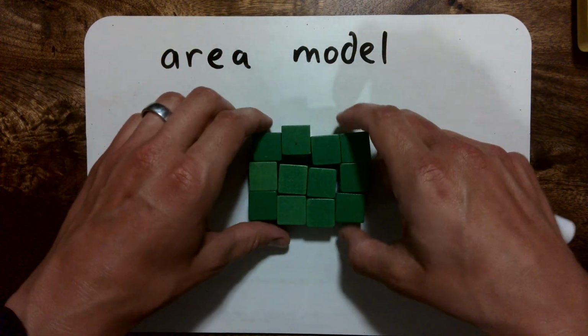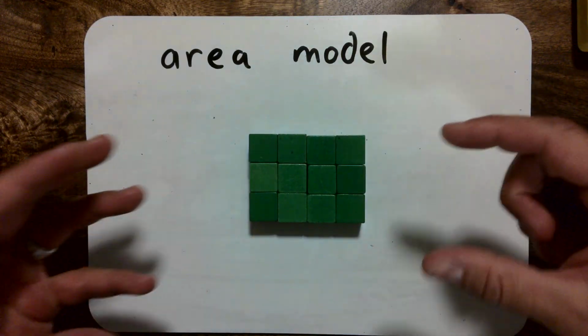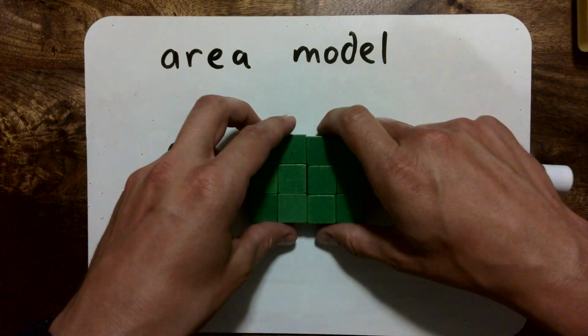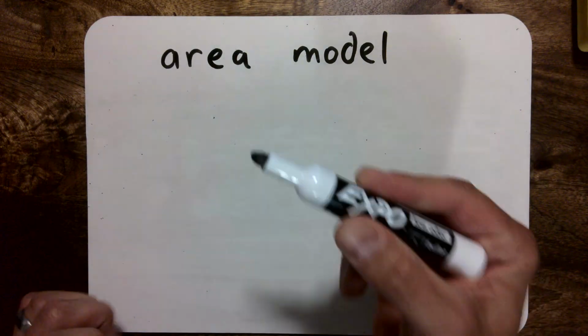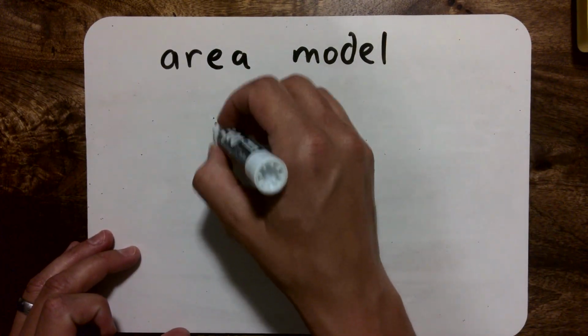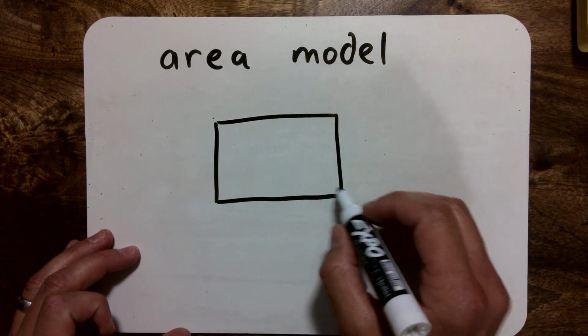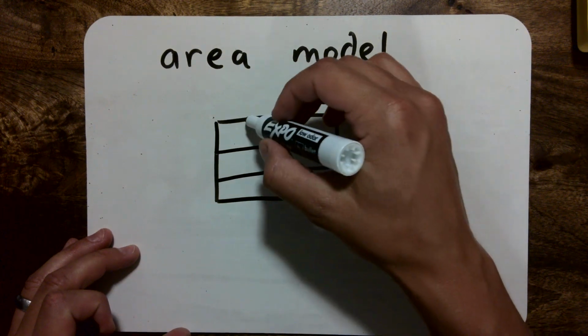But any kind of tiles or cubes or just units that are square and all the same size are going to be common tools for the area model. So that's a concrete model, just with some cubes. And then for the representational area model, it'll be common to have drawings that are pretty similar in structure to the actual area model.